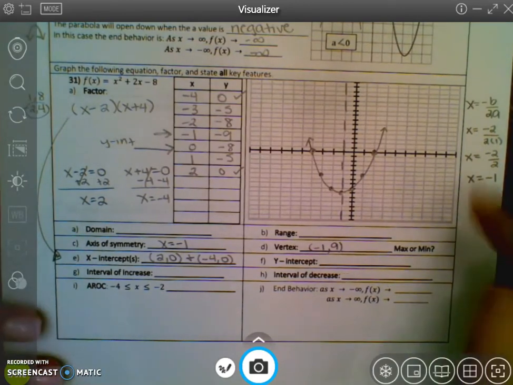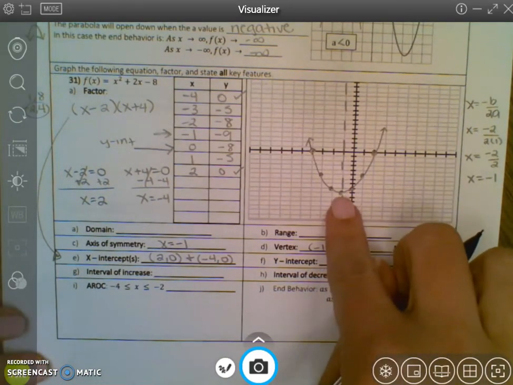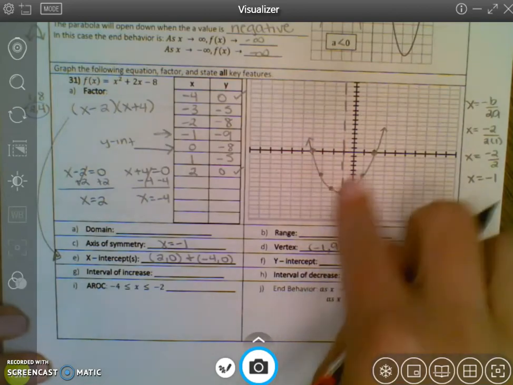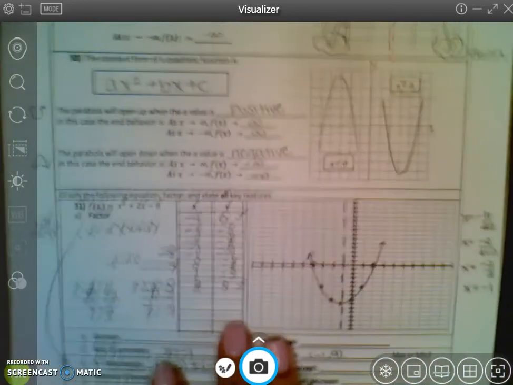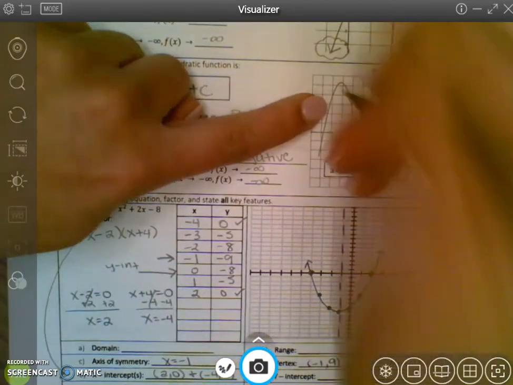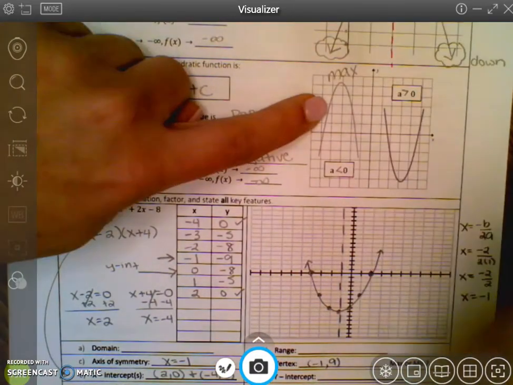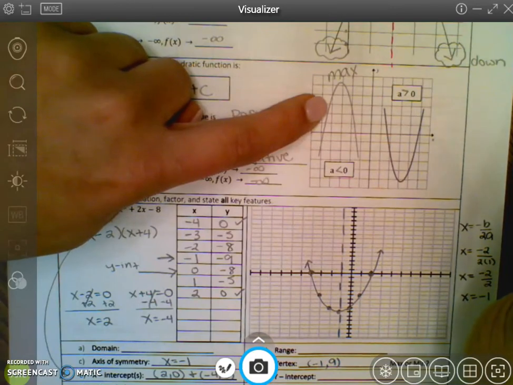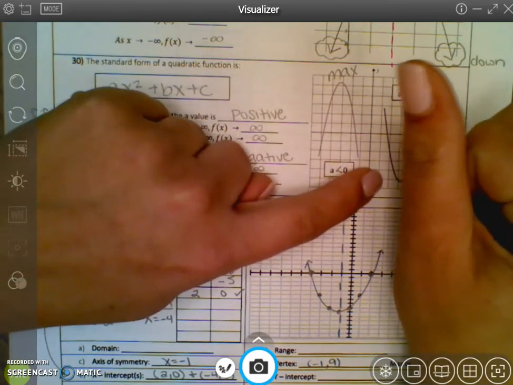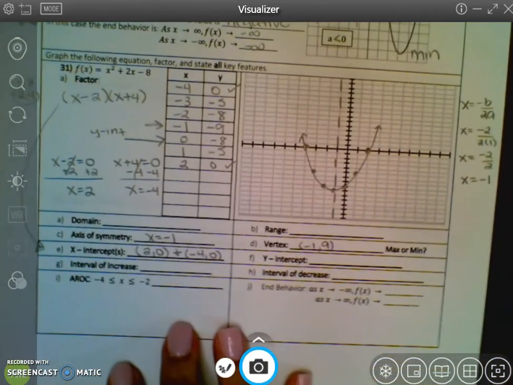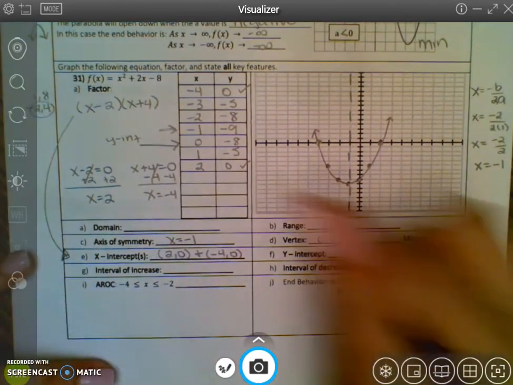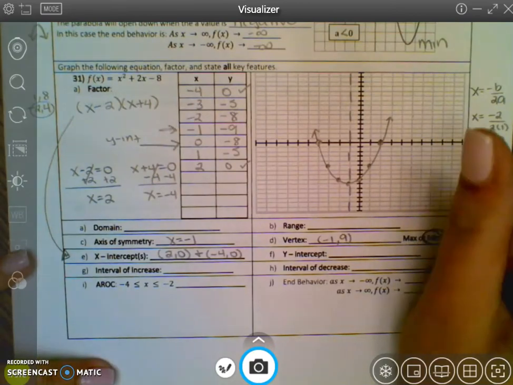Let's see what else we know. Is this going to be a max or a min? It's a valley, right? It's not a mountain. Let's go back up here. This right here is a max. It's a hill. It's a mountain. This right here is a valley, so it's a minimum. Okay, so let's go back. So this right here, my vertex, is going to be a minimum.